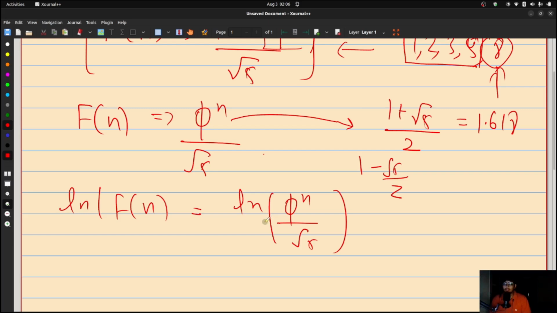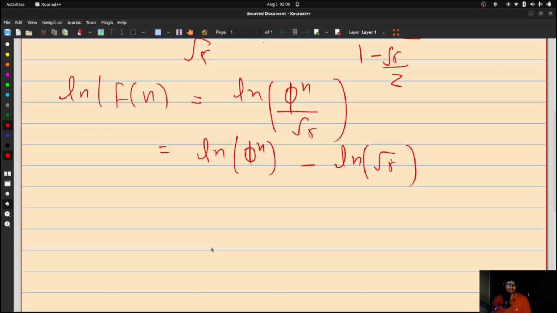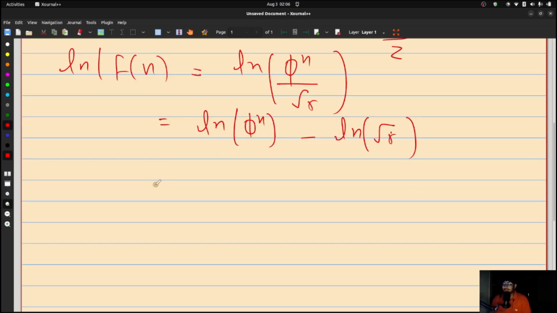Using the logarithmic formula, can I say that ln of phi to the power n minus ln of root 5 is equal to ln of Fn? Yeah. Now can I pull n outside? Yeah, sure. So I can say n times ln phi minus half of ln 5. Can I say that? Yeah, surely.